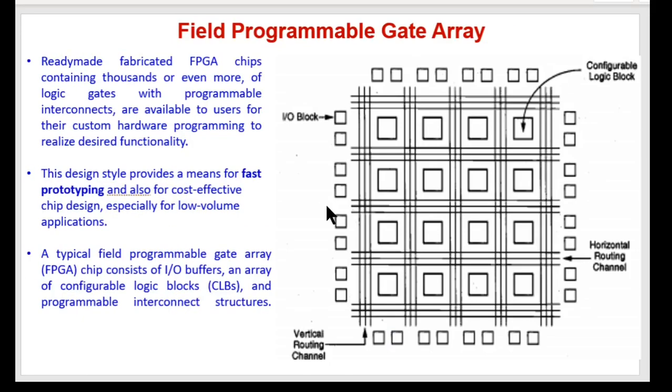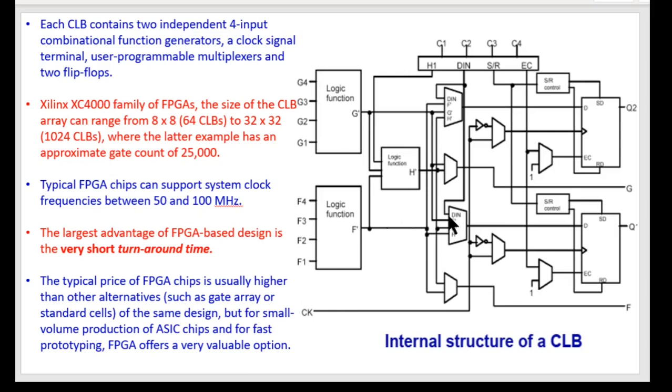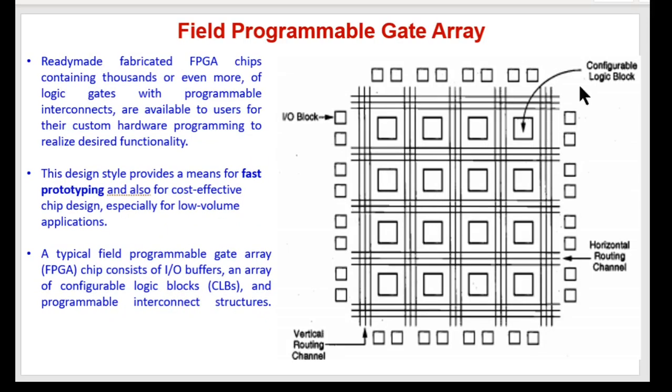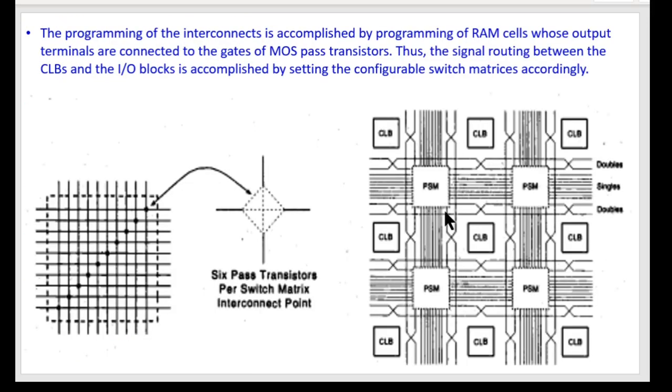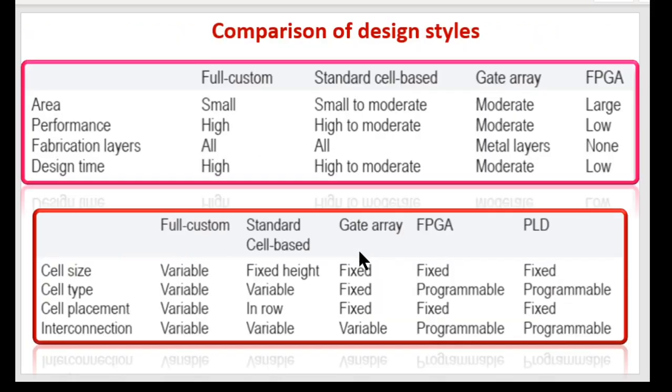So this was about FPGA. We started with the architecture of FPGA. Then the main part, the heart, was the configurable logic blocks. Then the structure of a configurable logic block, then the programmability of the interconnections, how it is achieved. Now we come to the comparison of the various design styles that we have studied till now.